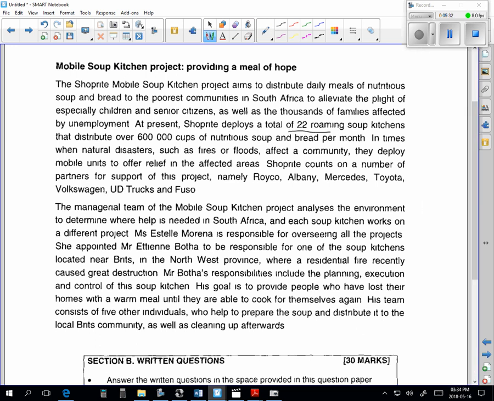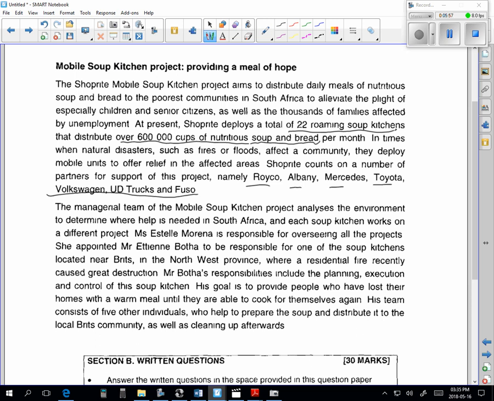So they've got 22 roaming kitchens. That's a lot, 600 cups. Must be a lot of volunteers out there. In times when natural disasters such as fires or floods affect a community, they deploy mobile units to offer relief to the affected areas. ShopRite counts on a number of partners for support. So that's namely Royco, Albany, Mercedes-Benz, Toyota, Volkswagen.